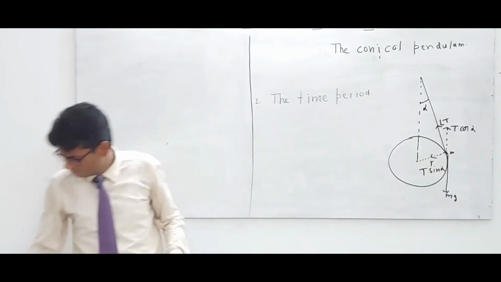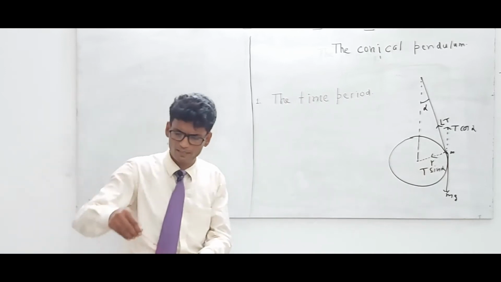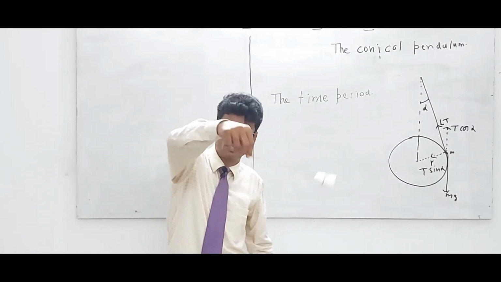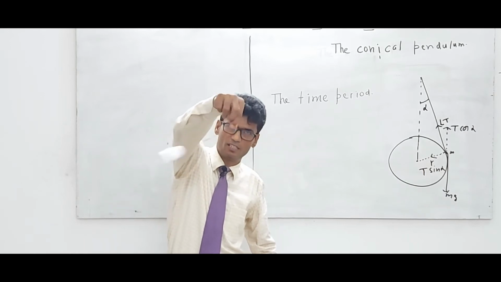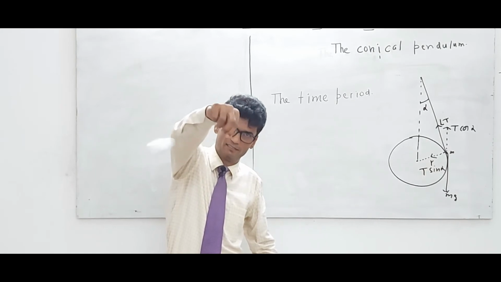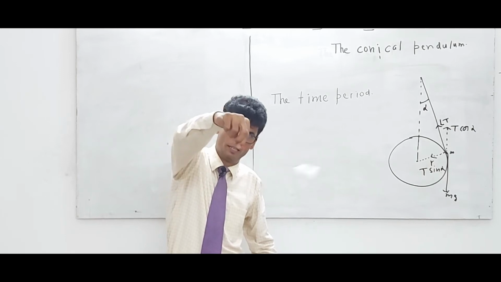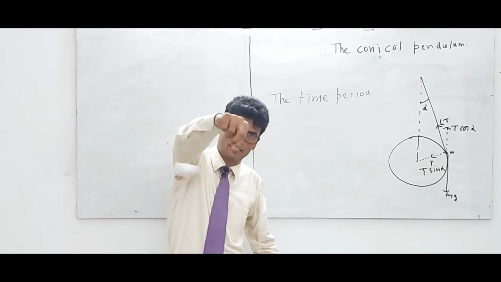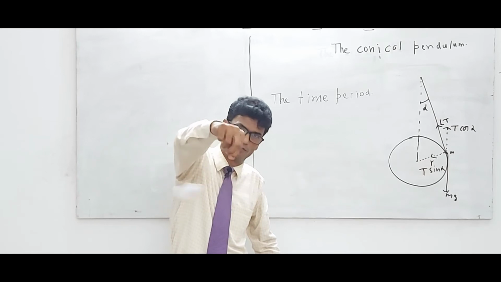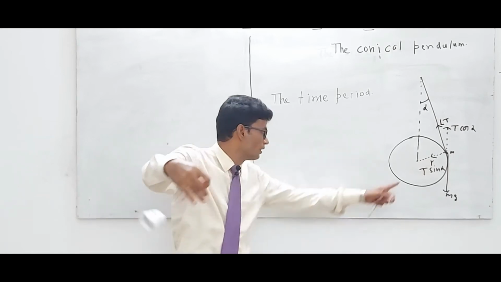Now this time, look at here again, I have kept the angular velocity constant. Once angular velocity is constant, then there is no angular acceleration. Therefore T cos alpha must be equal to mg, and T sin alpha must be equal to m omega square into small r, the radius of the horizontal circle. Look at here, r.